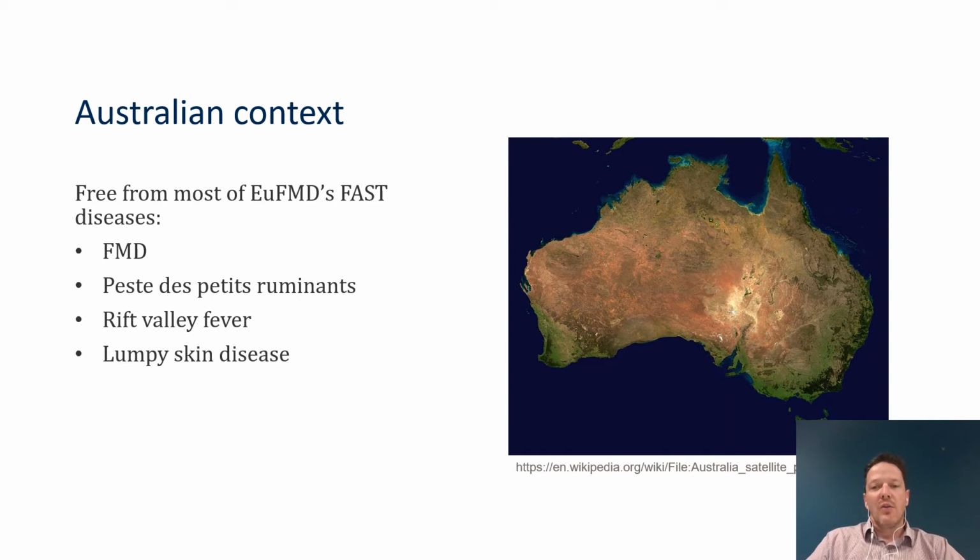Australia, being an island continent and very focused on biosecurity, is fortunate to be free from most of the diseases listed by EUFMD as fast diseases. Some of these include foot and mouth disease, PPR, Rift Valley fever, and lumpy skin disease. But one of the paradoxes about being free from these diseases means that it can be difficult to understand how these diseases might spread within the Australian environment and within Australian livestock populations. And that causes some challenges for our emergency animal disease preparedness policy.